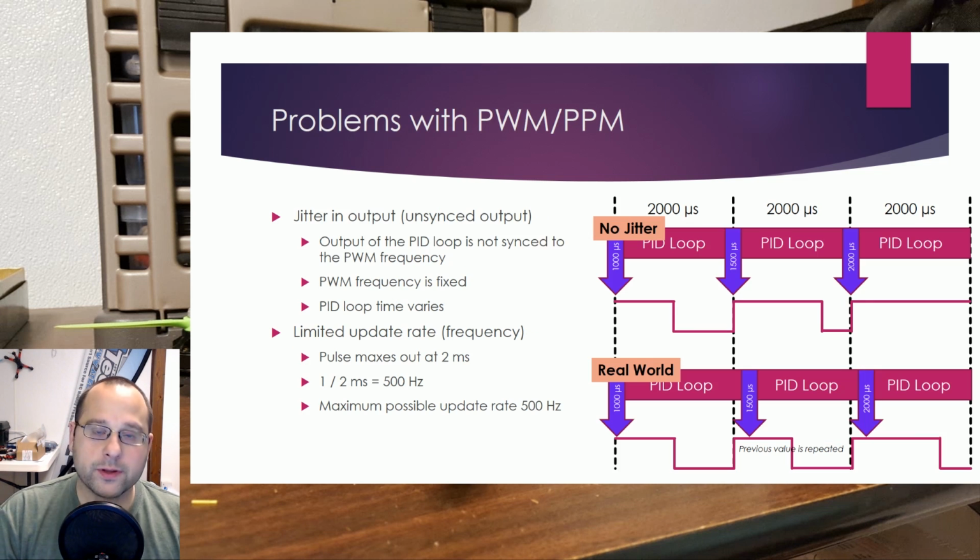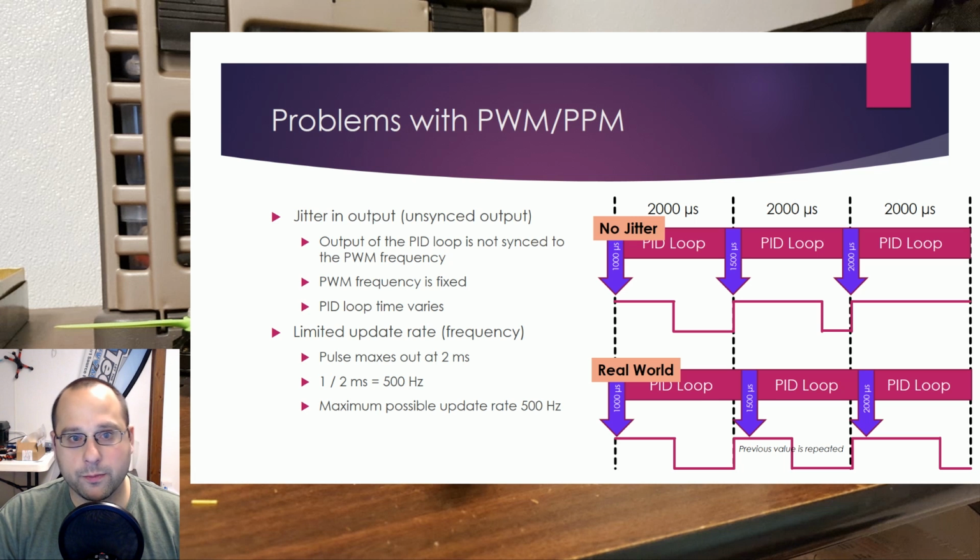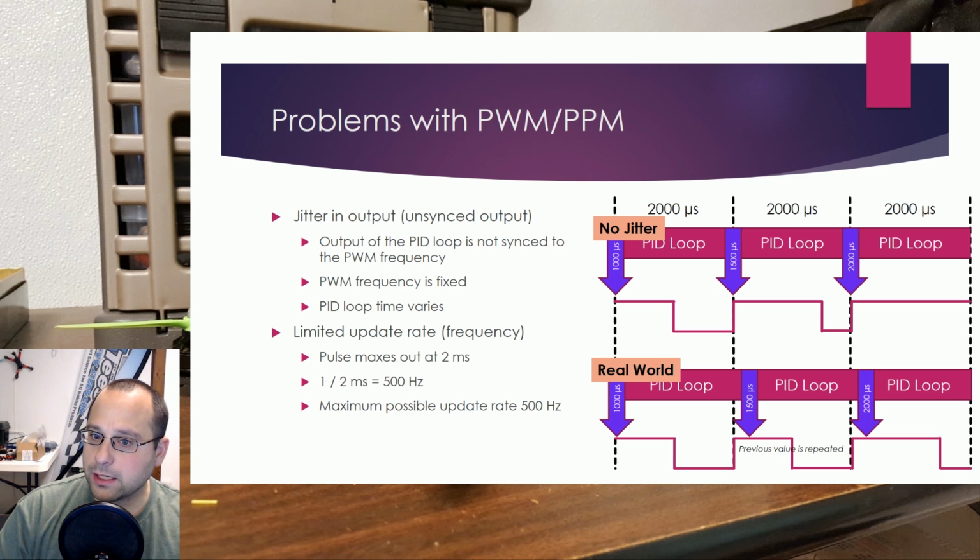Now let's start talking about some of the problems that can happen with PWM and PPM. One of the problems is that there's jitter in the output. And that's because with PWM and PPM, the frequency of the motor signal is fixed and it is not linked in any way to the output of the PID loop. So let me take you through this diagram and I hope it'll make it clear what the problem is. Here is an ideal scenario that will never happen in the real world where there is no jitter.